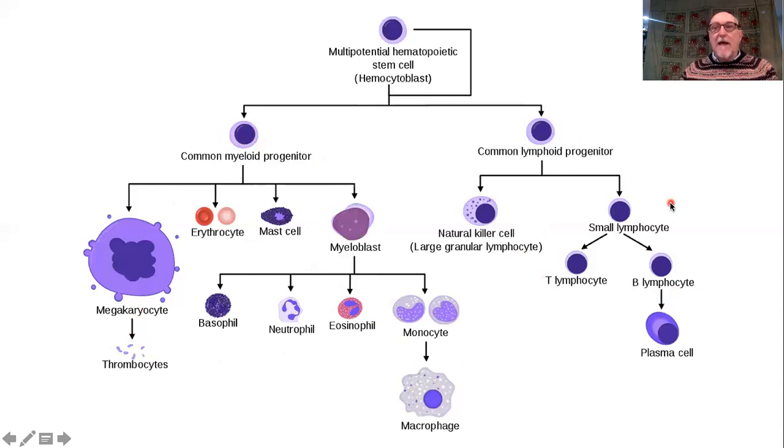Now, I just want to say a word about the lymphoid cells. These are mainly involved in the immune response, a particular branch of the immune response. And it is from these, for example, that we eventually get our antibodies. It is this line that is going to produce our antibodies. This line here has all sorts of other responsibilities.